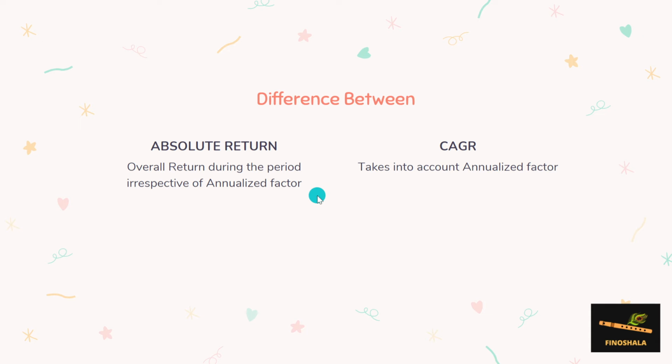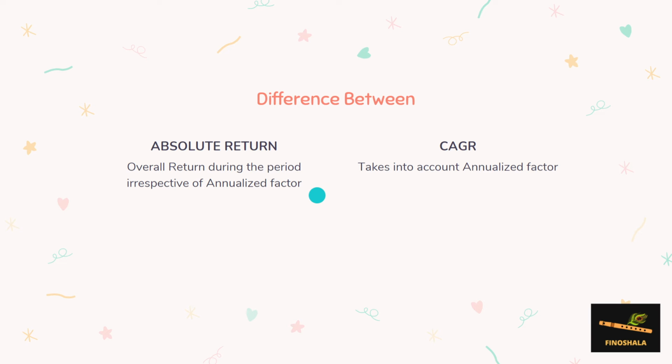Let's understand this. Suppose the value that you initially invested is 10,000 rupees, and the value you got after 5 years is 20,000. This is the end value and the beginning value, correct? Now to calculate the absolute return, we'll do 20,000, that is the end value, minus the beginning value, that is 10,000, upon 10,000. So we got a 100% return.